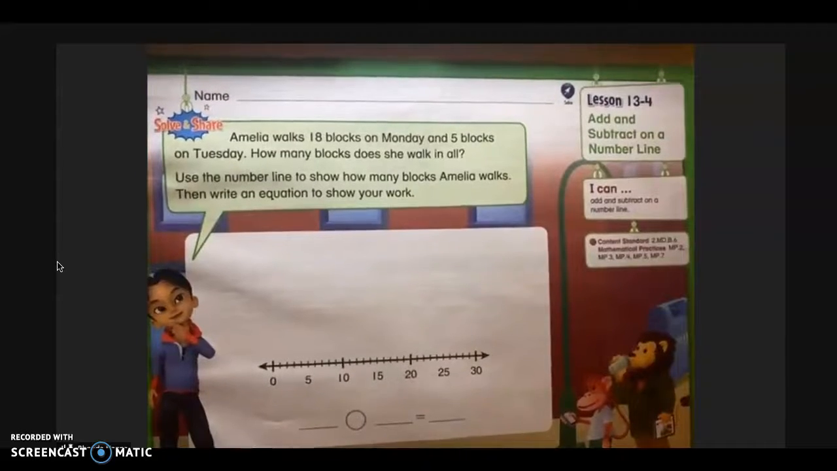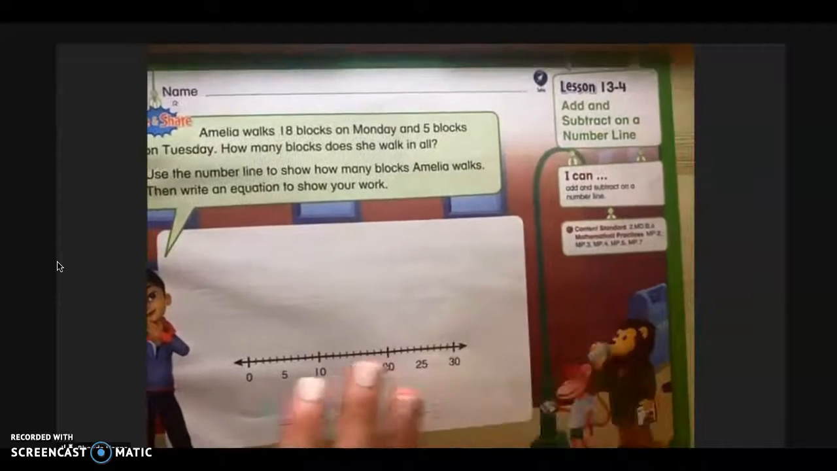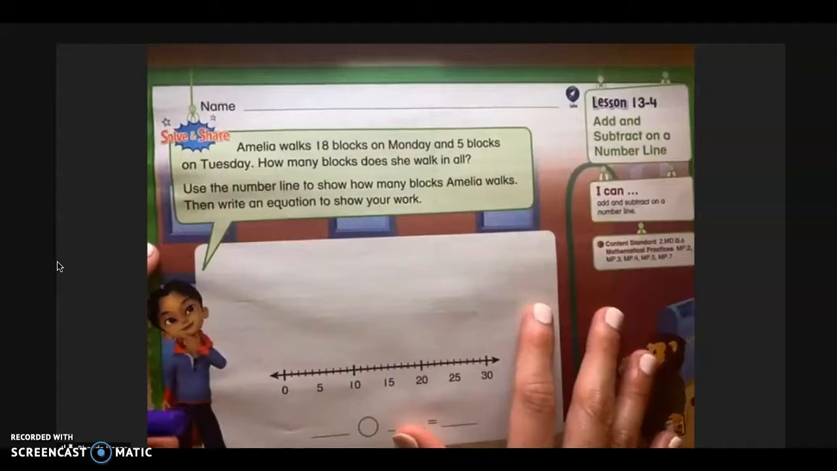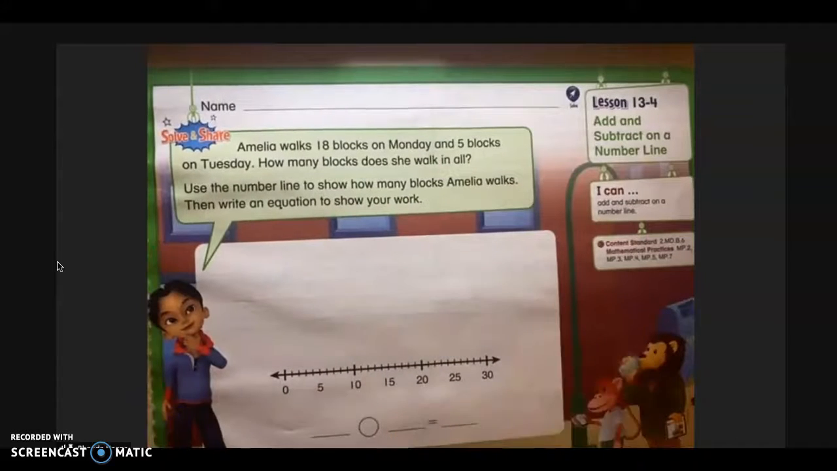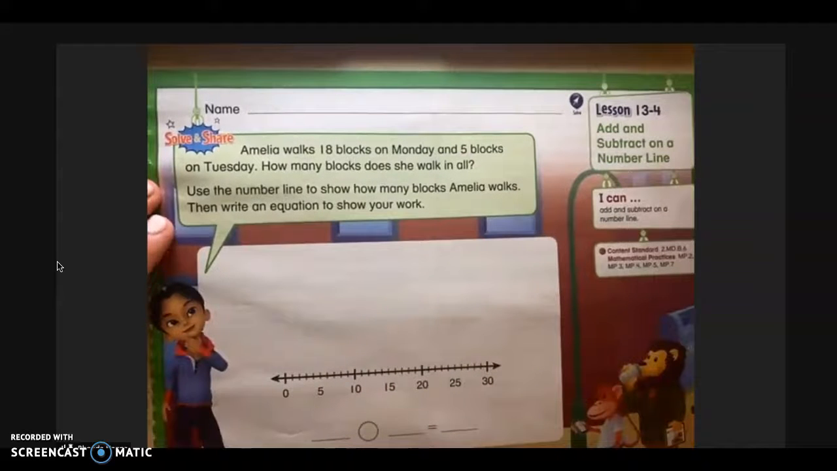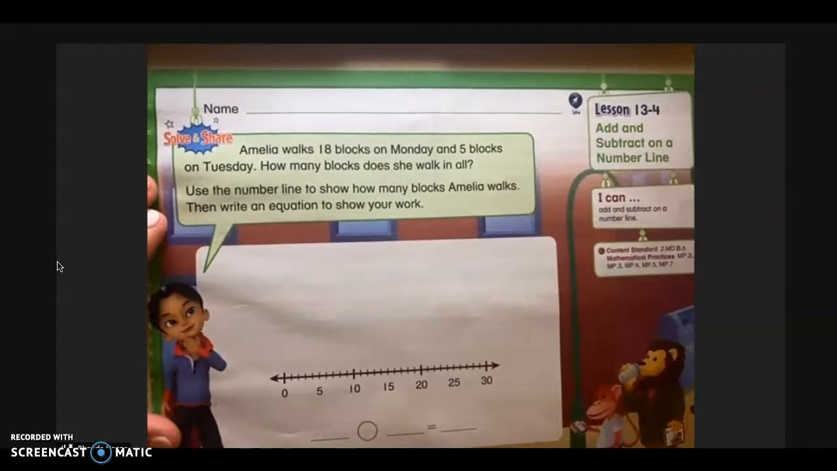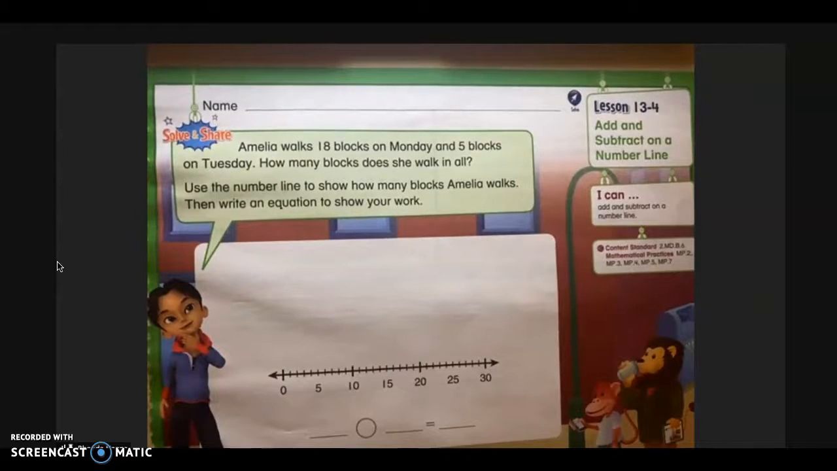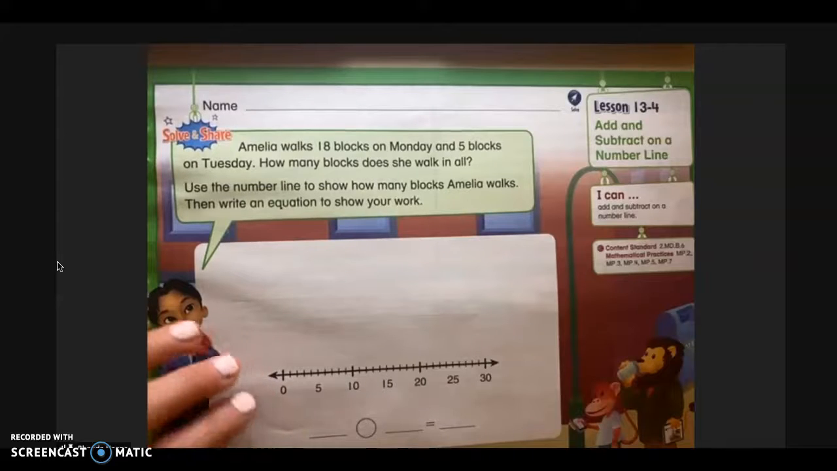All right, so let's get started. I'm on page 779. Up on top right here, where it says solve and share, it says, Amelia walks 18 blocks on Monday and 5 blocks on Tuesday. How many blocks does she walk in all? Use the number line to show how many blocks Amelia walks. Then, write an equation to show your work.